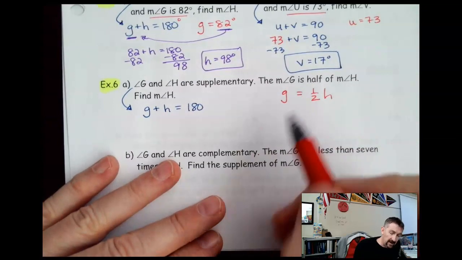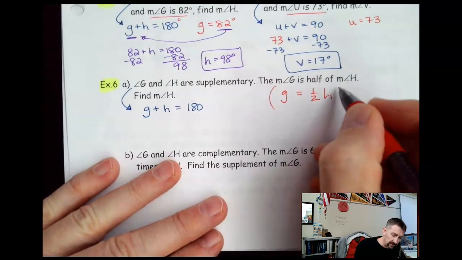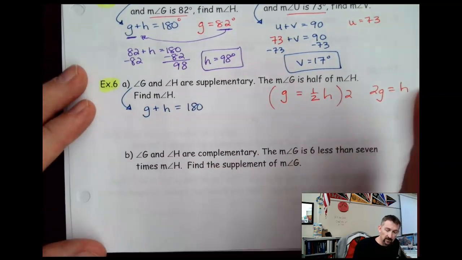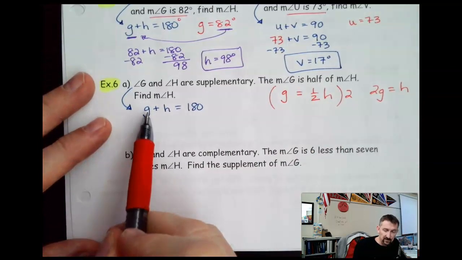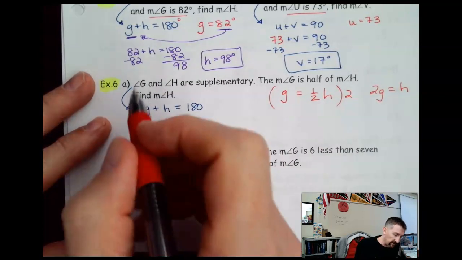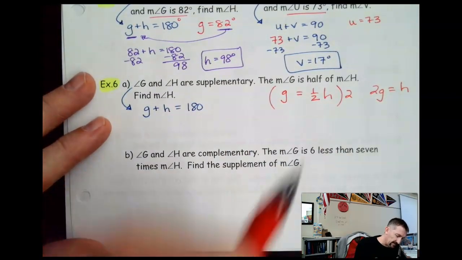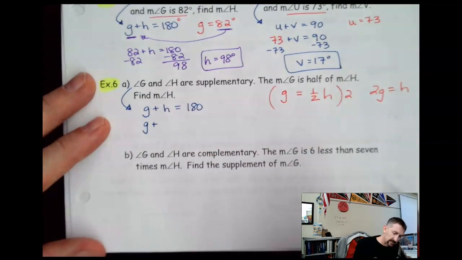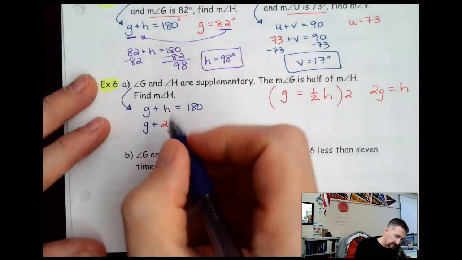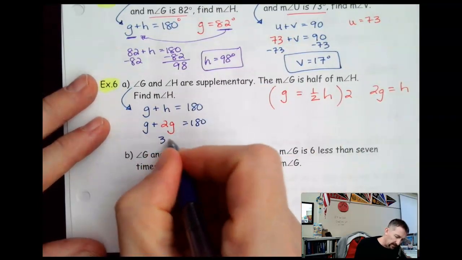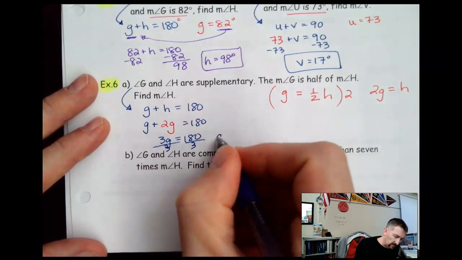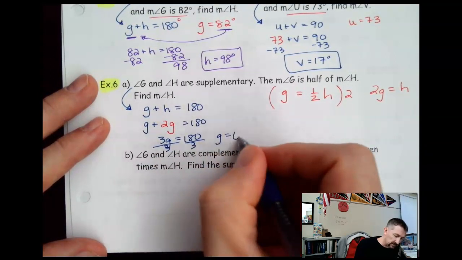Or we could clear the fraction now also. What if we multiplied this whole thing times 2? Then we would get 2g equals h. You could do it either way. So we could have substituted 1/2 h in here for g. But if I do it this way, now I can substitute 2g in for h. So g plus h becomes 3g, which is nice, and if we divide by 3, we get that g equals 60.